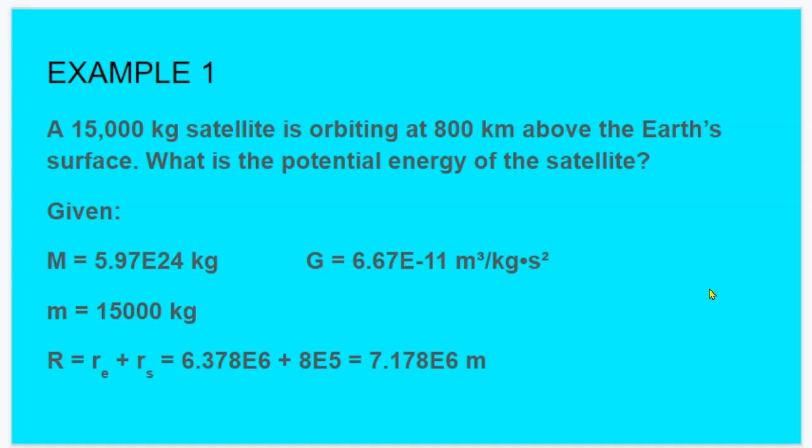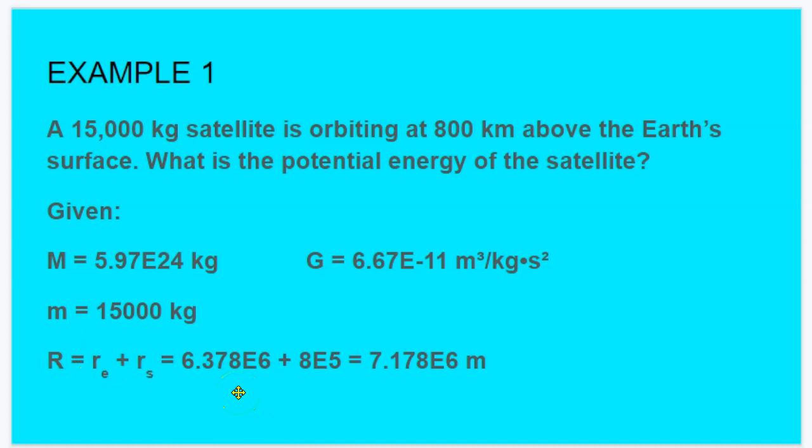So the things that we're given, we know that the mass of the Earth is 5.7 times 10 to the 24th kilograms. We know that the mass of the satellite, the smaller object, is 15,000 kilograms. We know that the radius has to include both the radius of the Earth and the distance between the Earth and the satellite to give us the total radius.